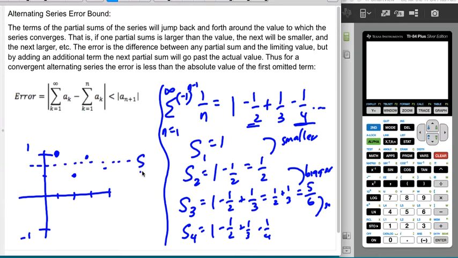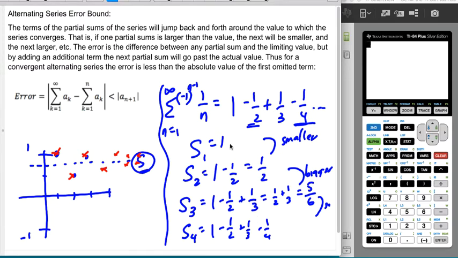Let's just pretend that this is the quantity s. So the number is higher than s, but then I subtracted something, so it's lower than s, and then it's above s, and then below s. It's going to keep getting closer and closer to s as we get to infinity, but it's going to keep bouncing back and forth.